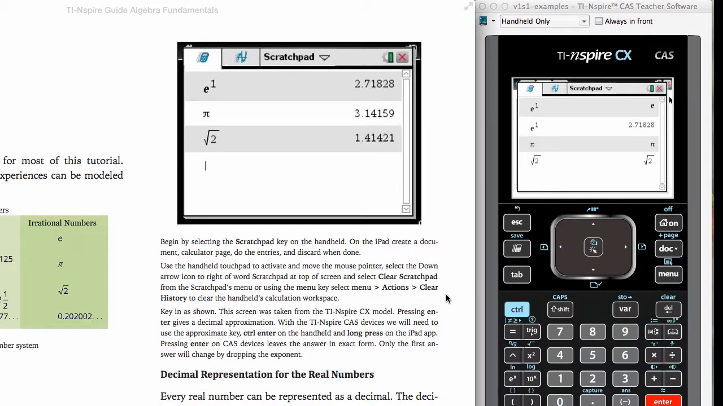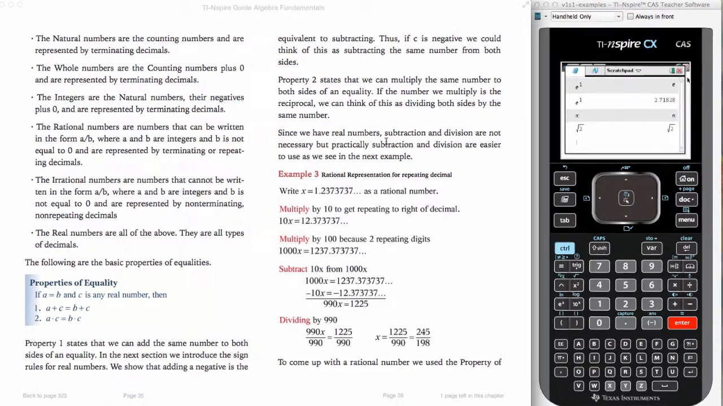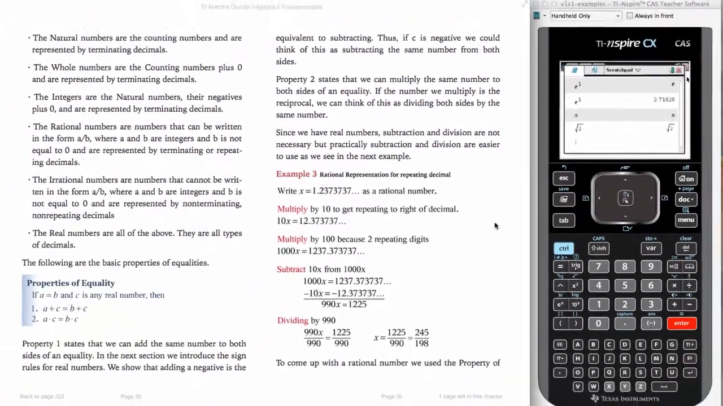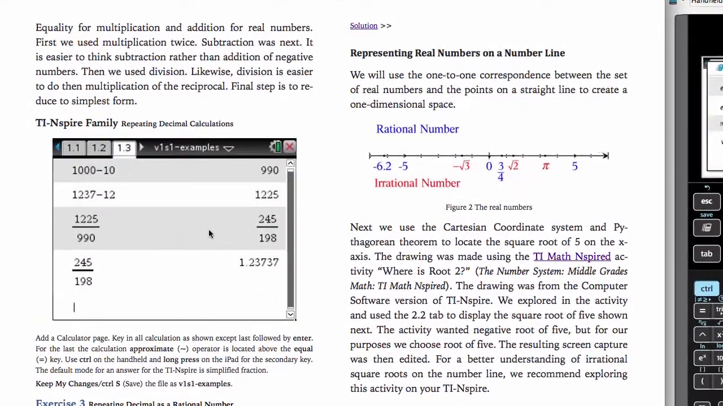Okay, let's move ahead a couple pages. The next area that the guide gives us is switching a repeating decimal into a fraction. This is a quite complex problem, and again, the guide spells it out for us. Basically, what happens here is we use the calculator as a calculator to do the manipulation. If I go over to the next page, we see the calculator work it out.